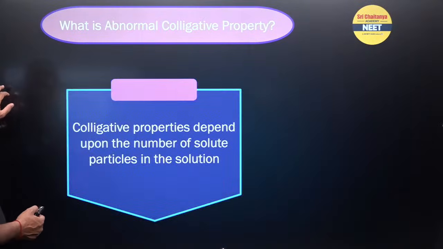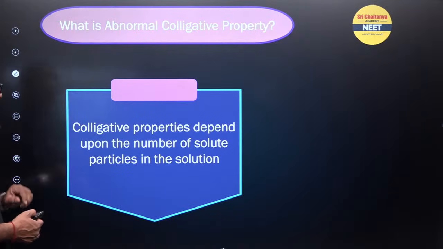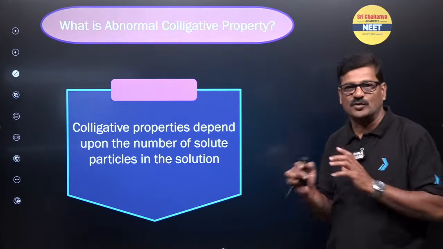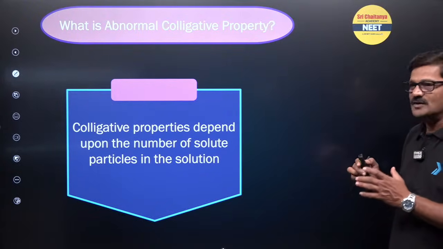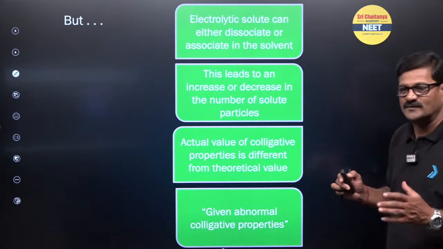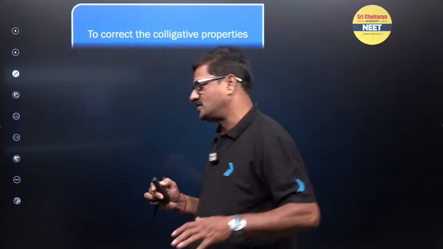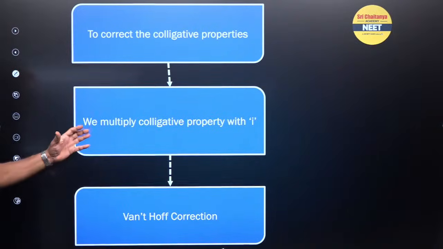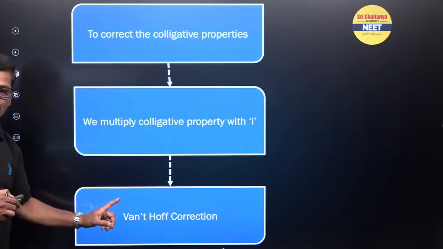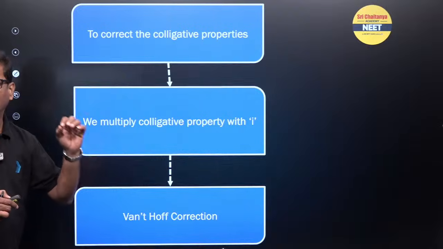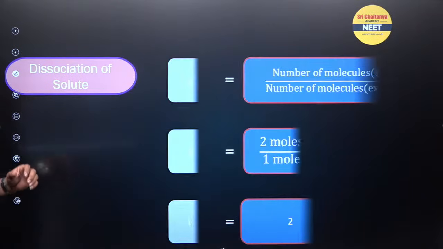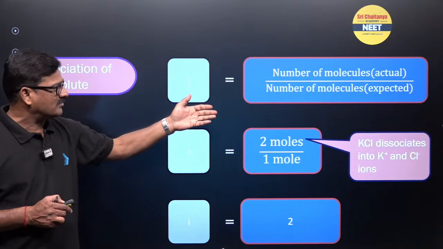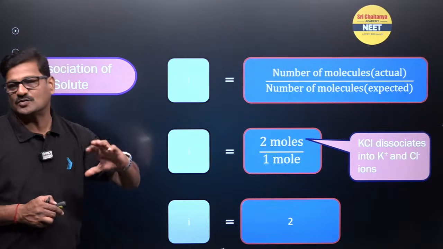And abnormal colligative properties. Colligative properties are dependent only on the number of solute particles. But due to association or dissociation, the number of solute particles changes. So to correct colligative properties, multiply them with i, which is called the Van't Hoff correction. What is this Van't Hoff correction? For dissociation of a solute, it is the number of molecules actual upon the number of molecules expected. The ratio is the Van't Hoff factor.